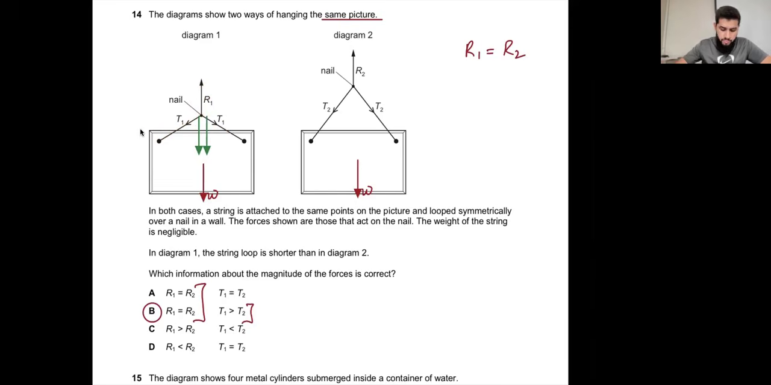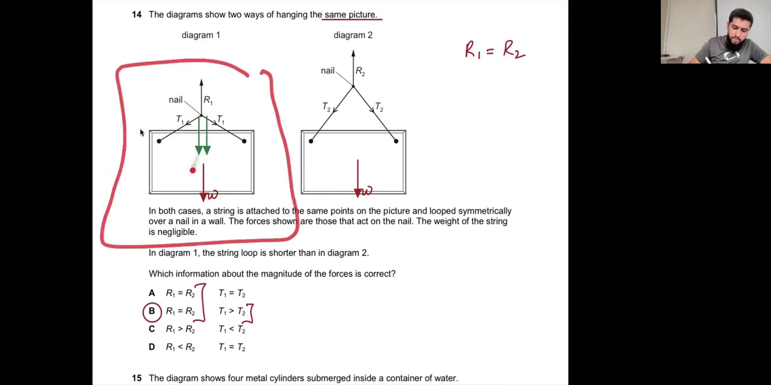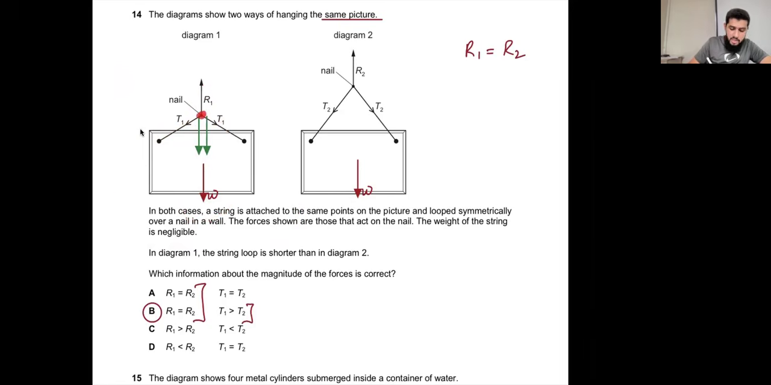No, no. If you look at this entire thing, you'll see W and R1. If you look at this part of the nail, then you take T1 and R1. R1 is the force that these strings apply on this nail. Okay?